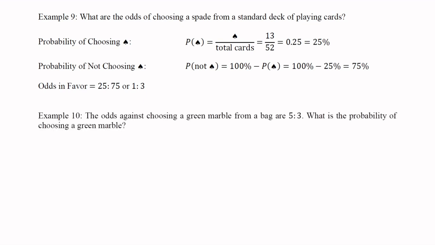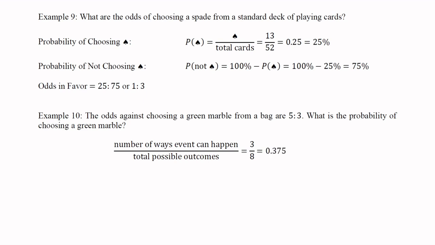The odds against choosing a green marble from a bag are 5 to 3. What is the probability of choosing a green marble? The number of ways that we can pull out a green marble is 3 out of our total 8. Because remember, the 5 is the number of ways we can't choose a green marble, and 3 is the number of ways we can, giving us a total of 8 ways that we can choose something. And so that gives us 0.375 or 37.5%. So the probability of choosing a green marble is 37.5%.